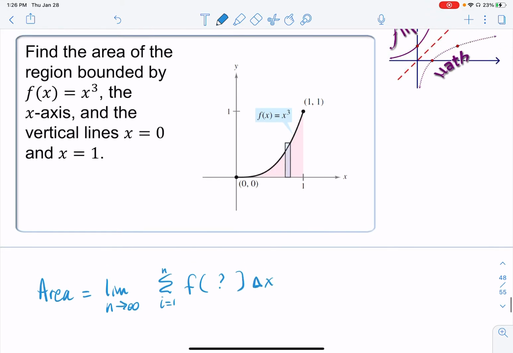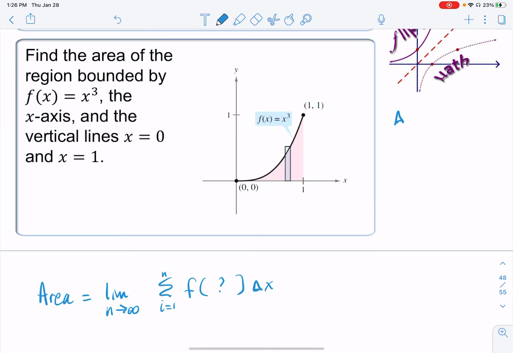Let's find the width first. Delta x, probably the easier part of this whole process. We know it's b minus a over n. Our b is 1, our a is 0, over n. Well, it's the same thing that we saw before. It's 1 over n. Who would have guessed?